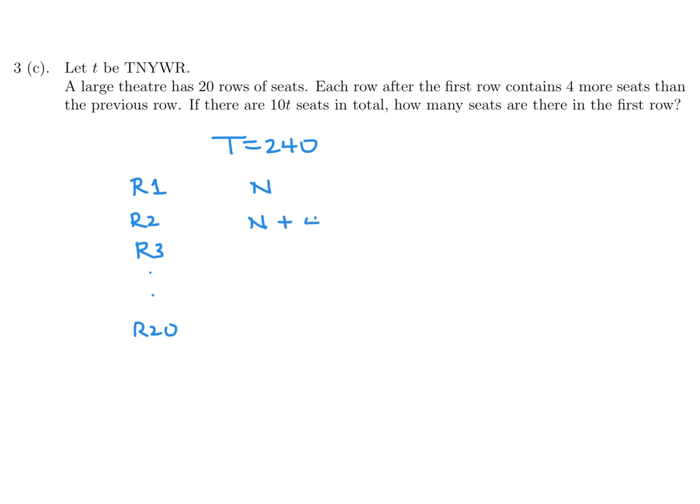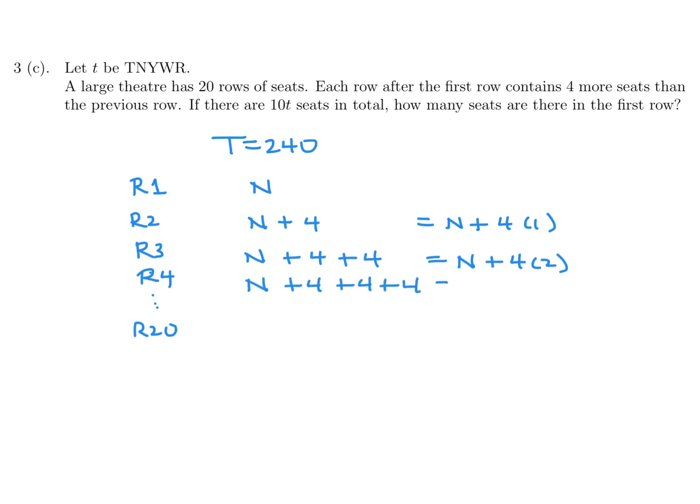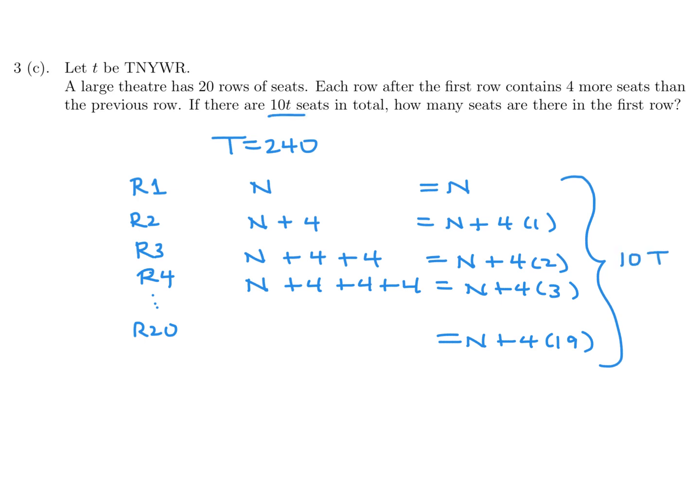The second row would have 4 seats more. And then the next row would be n plus 4 plus 4, which really could be written as n plus 4 times 2. And this could be written as n plus 4 times 1. And then let's just put in one more. Row 4 would be n plus 4 plus 4 plus 4, which is written as n plus 4 times 3. And then all the way down to row 20, that would be n plus 4 times 19, if you follow the same pattern. And when you add up all these, it equals 10t. So 10t, and t is 240. So that basically would mean 2,400.